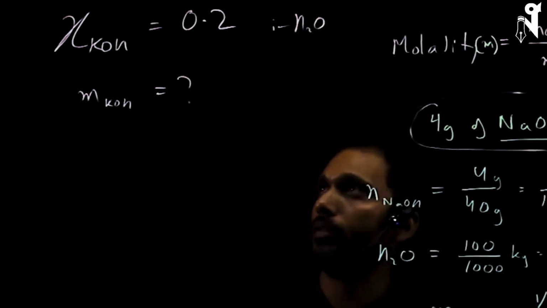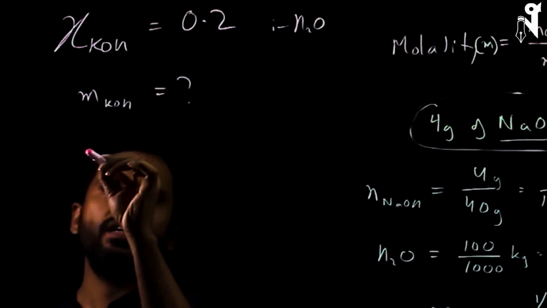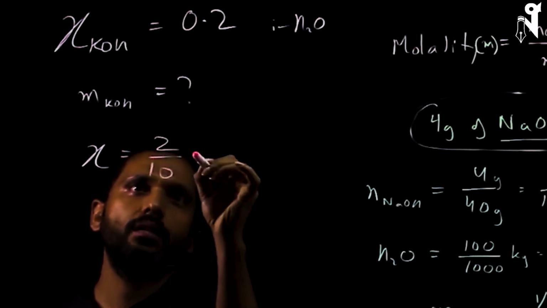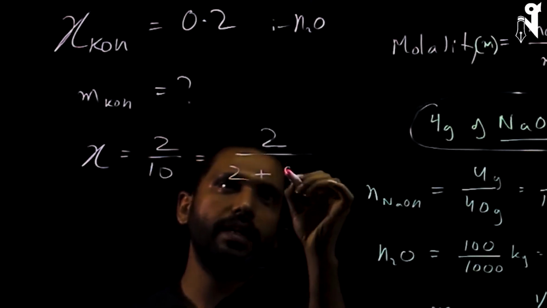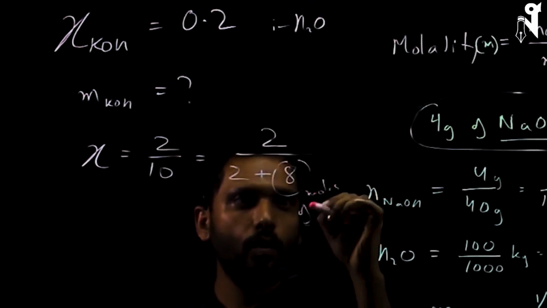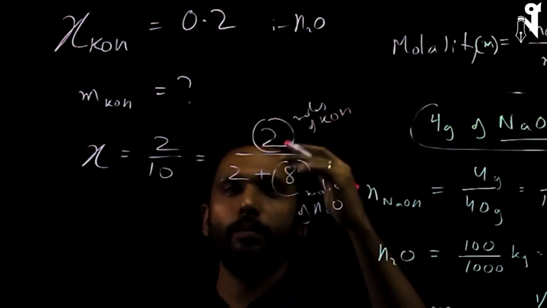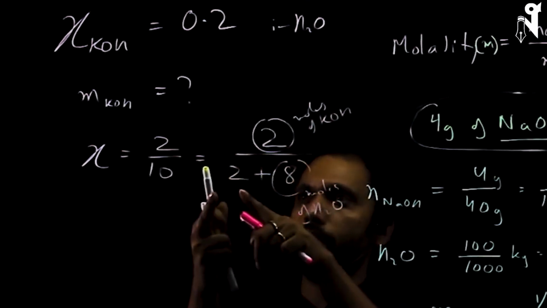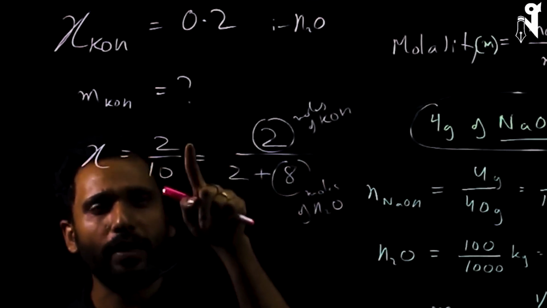You can do it in several ways. I would say represent the mole fraction in a very conducive way so that you can solve it. It is 2 by 10, which is 2 moles of KOH divided by 2 moles of KOH plus 8 moles of water. So this will be the moles of water if there were 2 moles of KOH. It could have been 200, but I am just taking the ratio. With 2 moles of KOH, it is 8 moles of water, because the total was 10. So for my convenience, I have written like this.